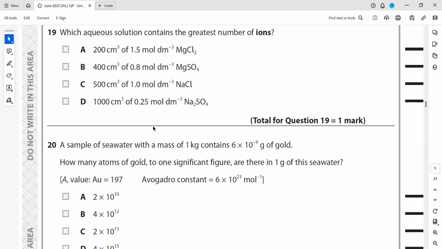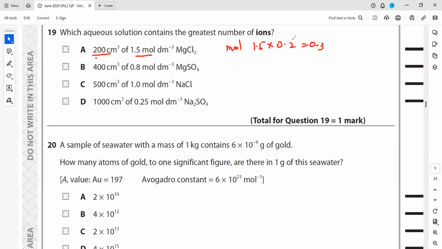Which aqueous solution contains the largest number of ions? So what you have to do, this is a concentration and volume, but first you get the moles of the compound, which is concentration 1.5 multiplied by 0.2. Why 0.2? Because volume should always be in dm³. It's given in cm³, so we divide by 1000. So this will be 1.5 times 0.2, which is 0.3.